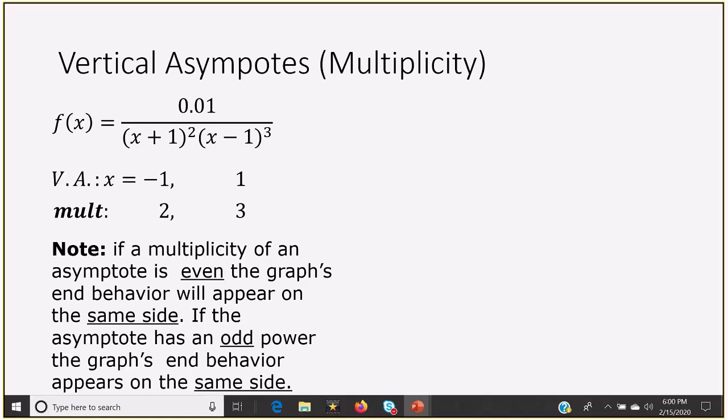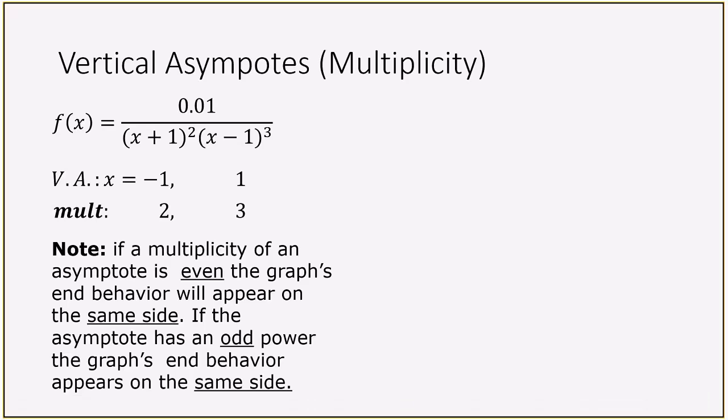So even multiplicities mean that your graph's going to be on the same side of those vertical asymptotes. Odd multiplicity means they're going to be on opposite sides. And notice how I'm saying even and odd. I'm not talking about degrees of 1 or 2 or 3. It could be a power to the 7th. It could be a power to the 20th. It's always going to behave this way if it's an even power or an odd power. So let's see an example of this.